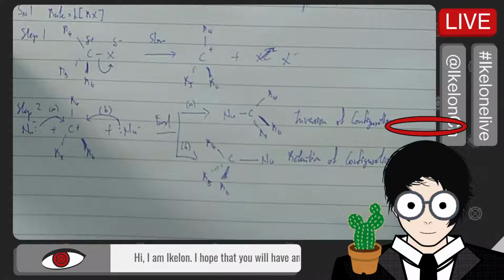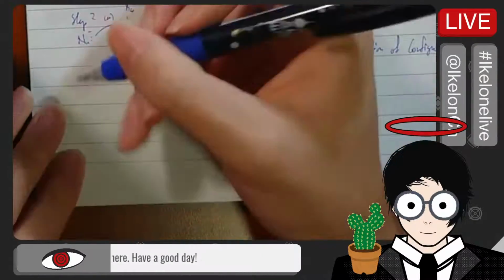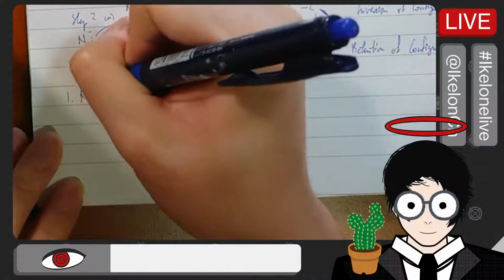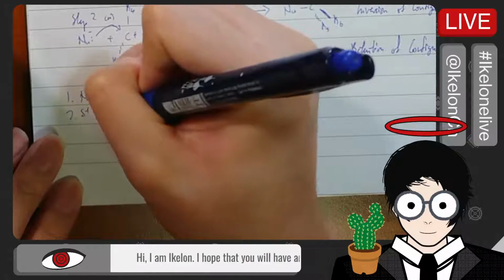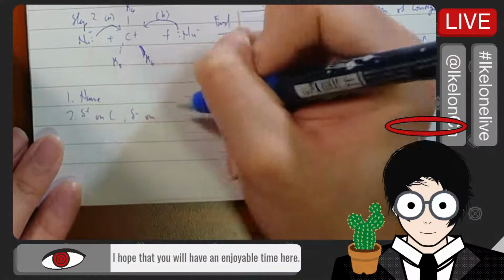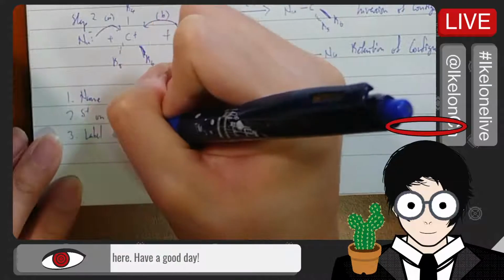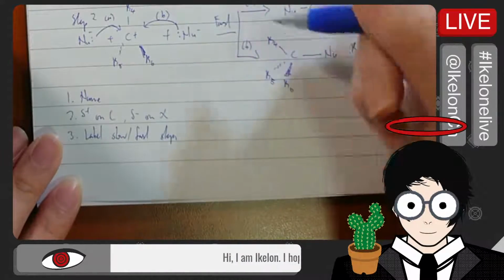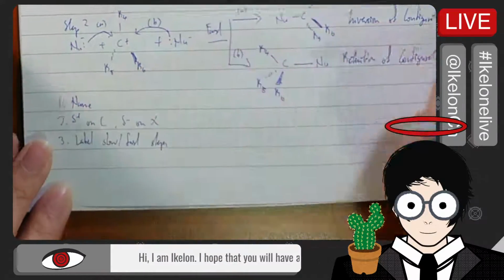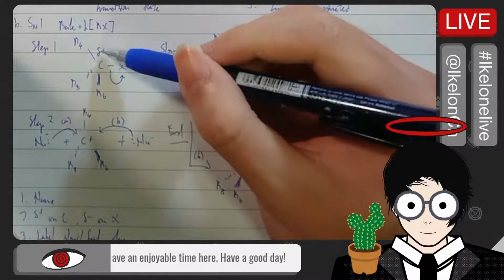And the checklist for the SN2 mechanism will be the following. Number 1, of course, very important, name of the mechanism. Number 2, same thing, delta plus on C, delta minus on X. Number 3 would be to label the slow and fast steps. So, slow step, fast step. Can you guys see? Yeah, slow step, fast step. The delta plus, delta minus are right here.